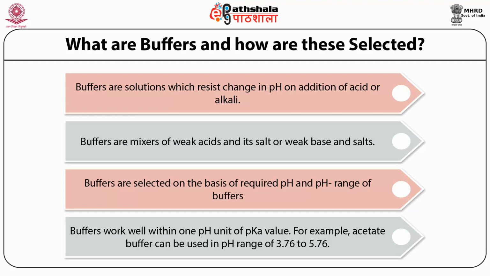For example, if acetate buffer is to be selected, its pK value is 4.76, then it can only give a buffering effect in the pH range of 3.76 to 5.76. So for ideal situation, one should always select a buffer whose pK value is in the range of the required pH for any biochemical reaction.